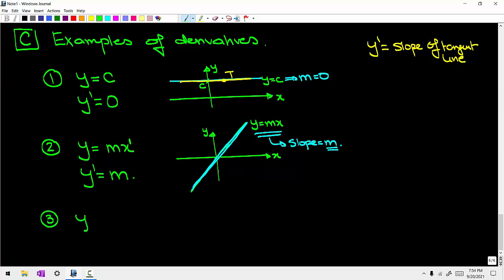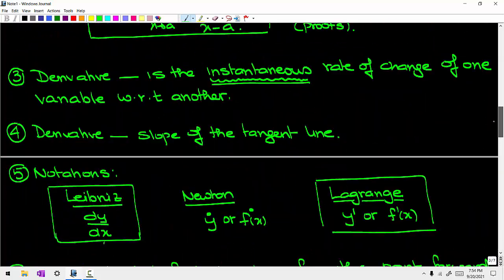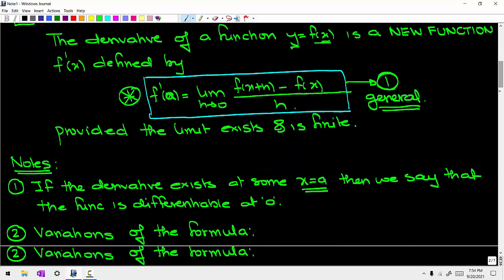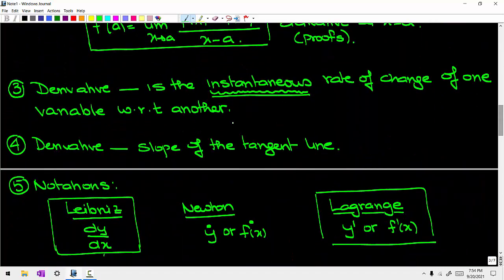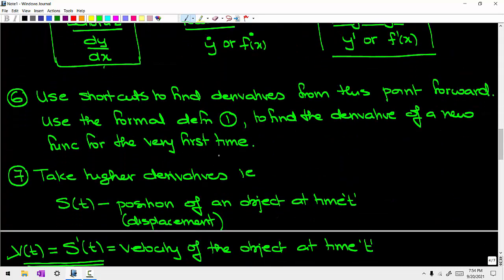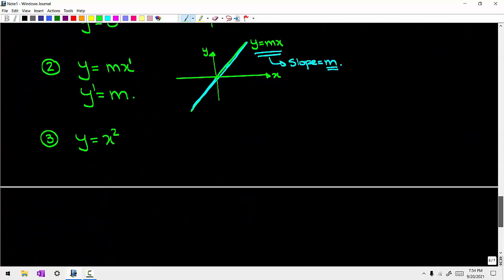For 3, if I have y is equal to x squared. Now this one I'm going to do using the formal definition. Anytime I say the word formal definition, we are talking about this definition, okay? So please remember that. That will be referred to as the formal definition of derivatives. What did I say? Anytime you do the derivative for the very first time, we always want to use the formal definition. That's what we said. Other than that, we will use shortcuts.